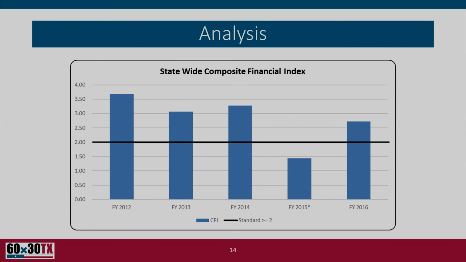Now we look at the statewide composite financial index. How do we get to this? Well, first we take those 4 ratios that we talked about. They're indexed and weighted, and then combined to make the composite financial index. This was developed based on some work by KPMG, who was doing some industry standardization in that area, and this is a derivative of that. Again, we can see that 2015 dropped off, but 16 sprung right back, and the standard, of course, is 2.